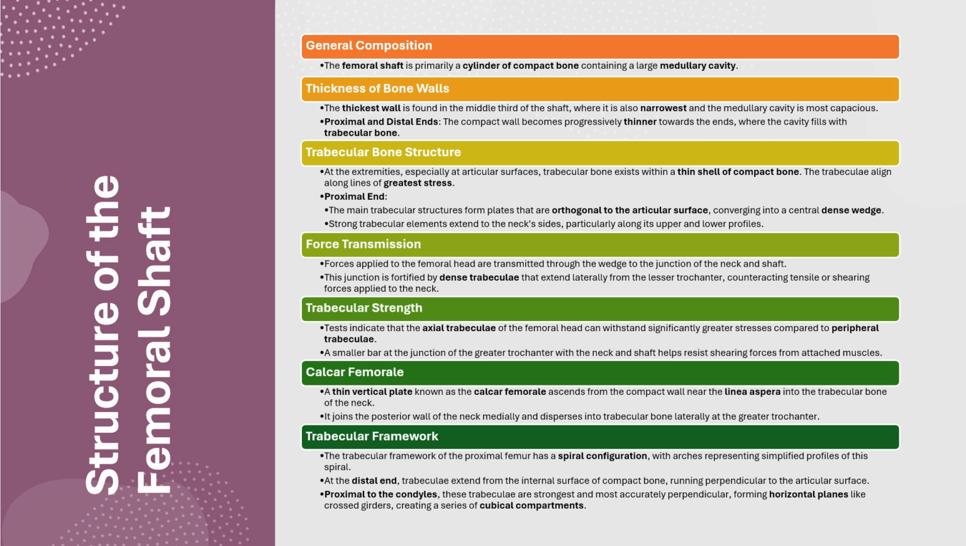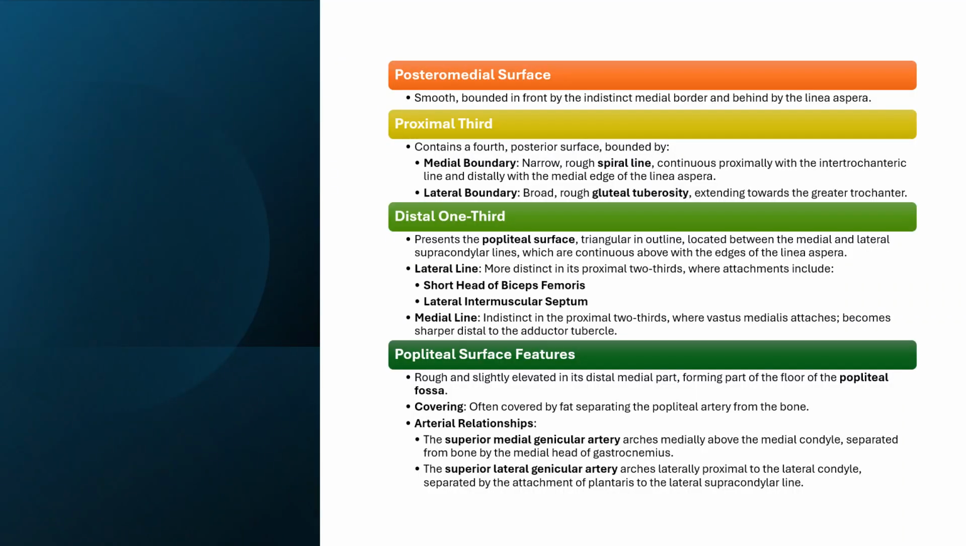Thus, the trabecular framework of the proximal femur has a spiral configuration, with arches representing a simplified profile of the spiral. At the distal end, trabeculae extend from the internal surface of the compact bone, running perpendicular to the articular surface. Proximal to the condyles, these trabeculae are strongest and most accurately perpendicular, forming horizontal planes like cross girders, creating a series of cubical compartments.